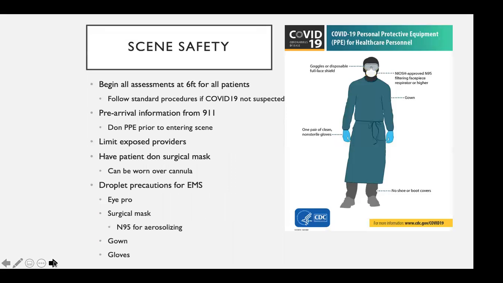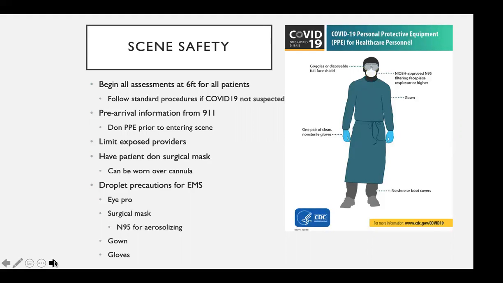Again, beginning all assessments at 6 feet. We're getting pre-arrival instructions from 911, hopefully. Limit the number of exposed providers if possible. If someone's critically ill, we still need to do business as normal and not wait too long to get into that patient. We need to use the appropriate level of PPE, but we should still be trying to do a good job of assessing patients quickly and providing life-saving interventions. So I think we'll look towards using N95s for known or suspected patients again, and that'll be a big change coming up. So look for that.